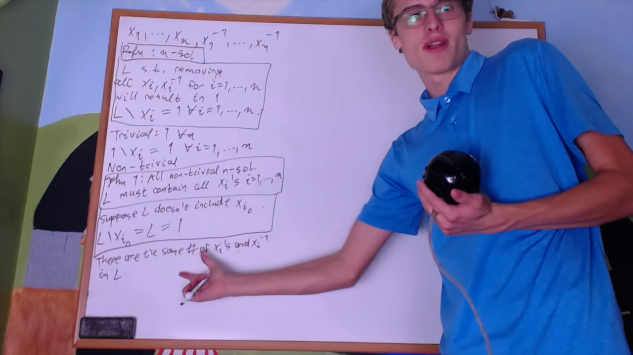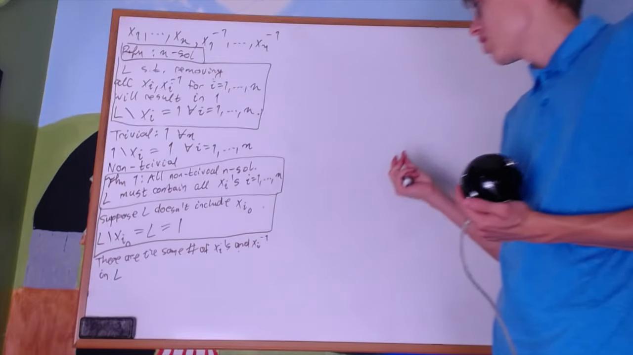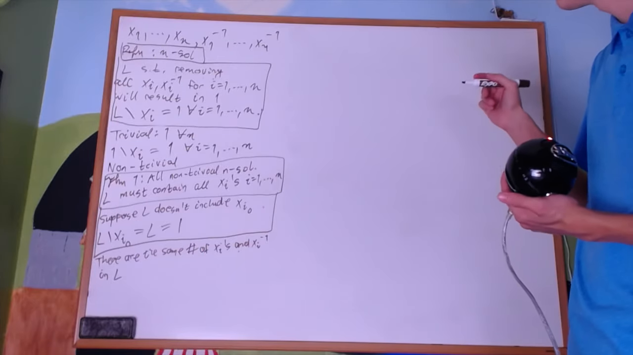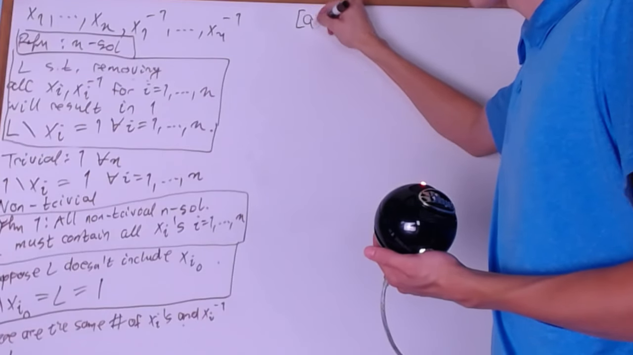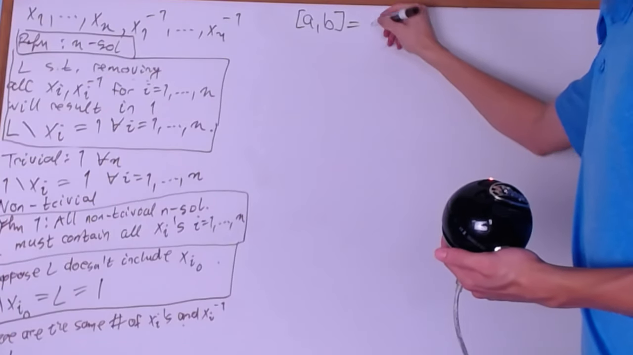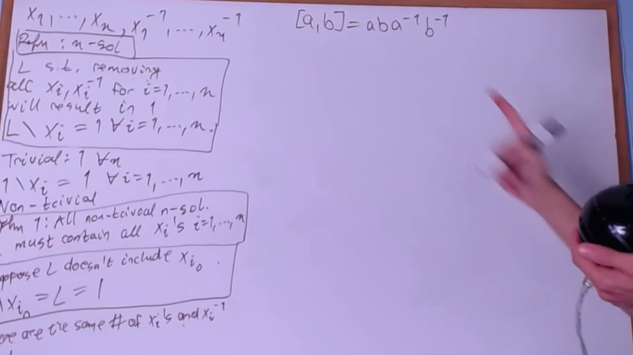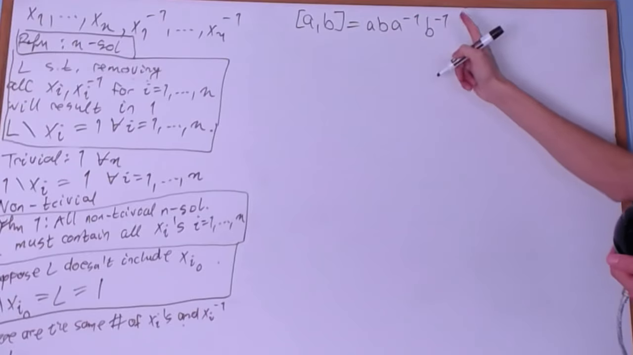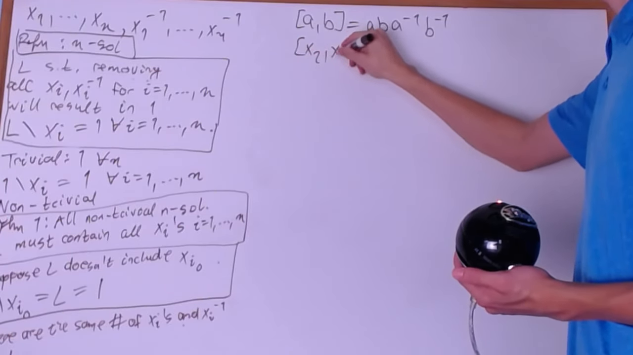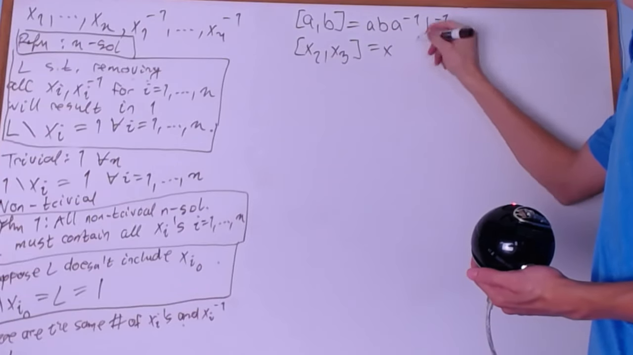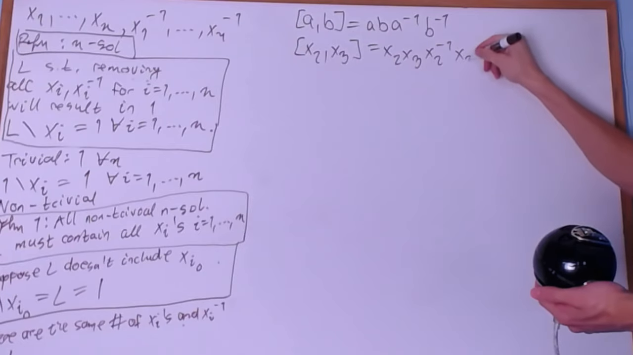Now, the reason why I'm not writing this as a theorem is because it's kind of a basic fact. All right, now let's prove the part that I really wanted to get to. And it involves an operation called the commutator, which will do AB, A inverse, B inverse. So A commutate B is AB, A inverse, B inverse. So for instance, x2 commutate x3 would be x2, x3, x2 inverse, x3 inverse.